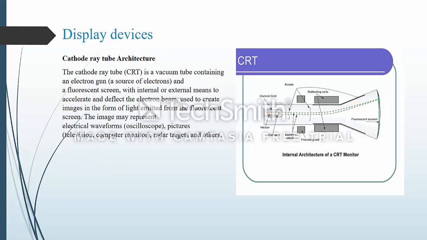First, in display devices, we are going to discuss the cathode ray tube and its architecture. The cathode ray tube is a vacuum tube containing an electron gun and a fluorescent screen with internal and external means to accelerate and deflect the electron beam. It is used to create images in the form of light emitted from the fluorescent screen. The images may represent electrical waveforms, pictures, radar targets, and others.